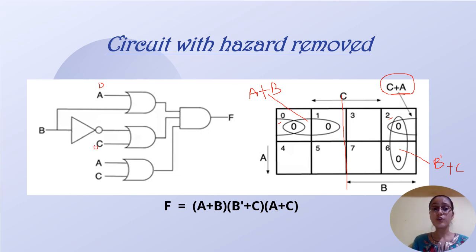So if I include this A plus C term in my circuit, then for any value of B, I can change B to 0, B to 1, and let there be any propagation delay in the NOT gate. It doesn't matter to me now. As A and C is 0, I have included the OR gate of that. So this output will always be 0.